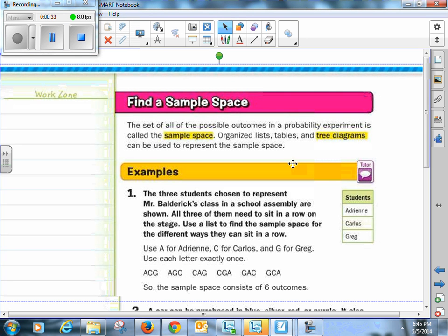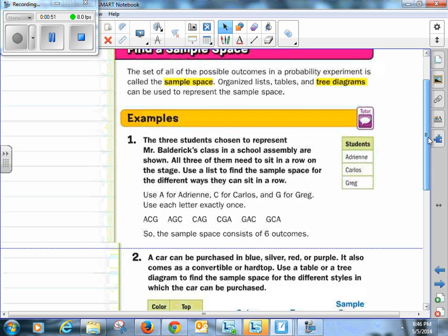And those two things that we're going to use is called a sample space. And a sample space is where we list all the possible outcomes and we make it in an organized list or a table. And another way that we do that is to use a tree diagram. So let's look at a couple examples here.